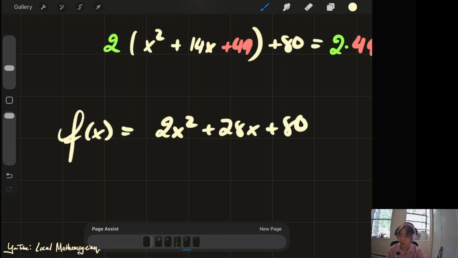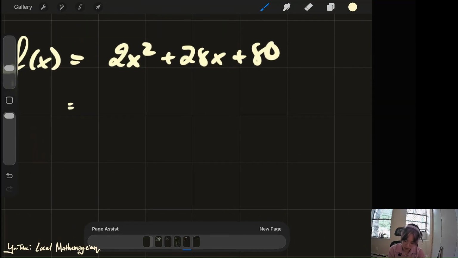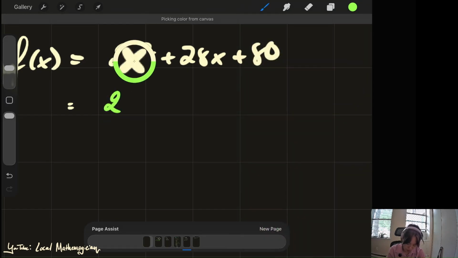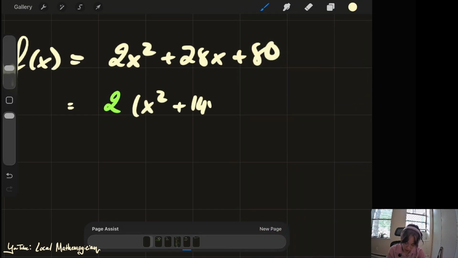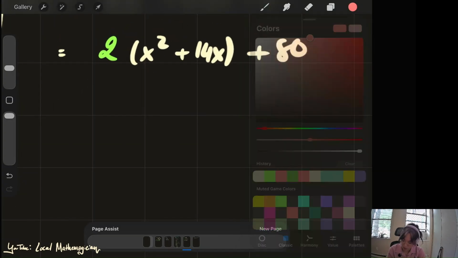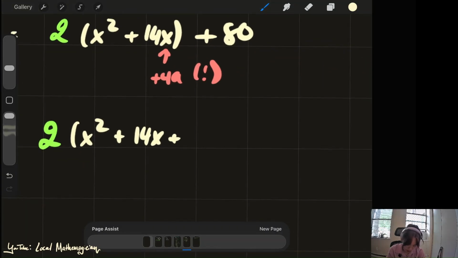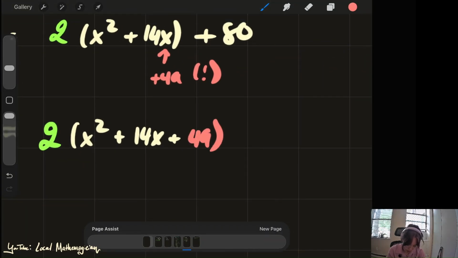If we want to complete the square here to put it into vertex form, it's the same exact process. This is the same as 2 times x squared plus 14x, plus 80 on the outside. Again, you want the inside to be a perfect square, and we know that should involve a plus 49. So we get 2 times x squared plus 14x plus 49, plus 80.